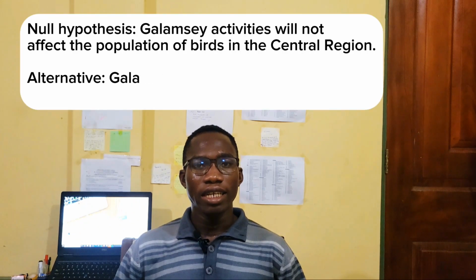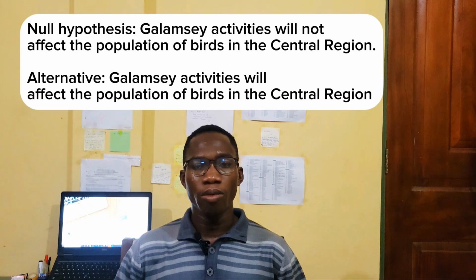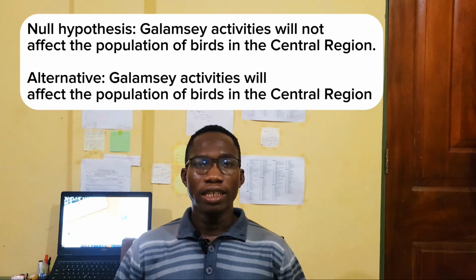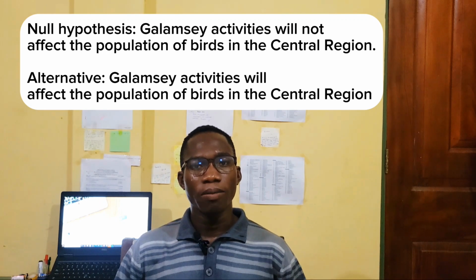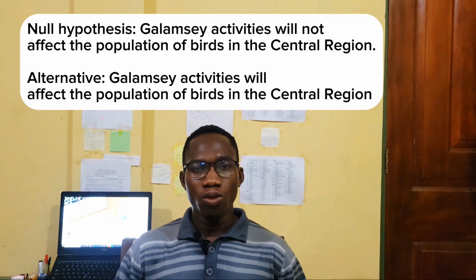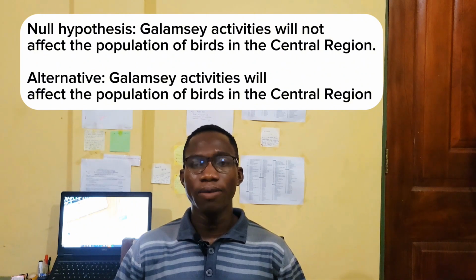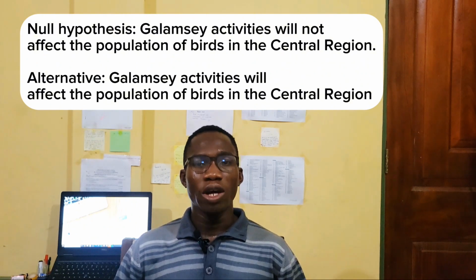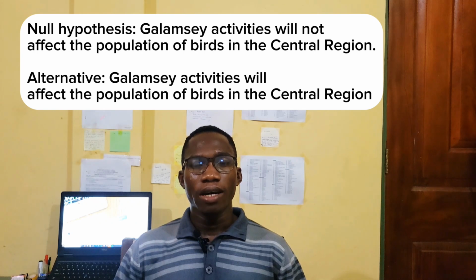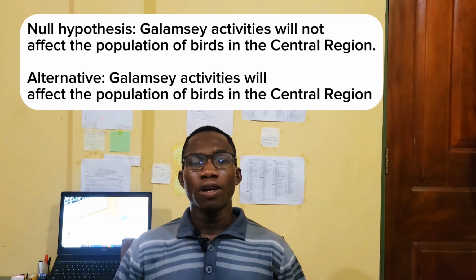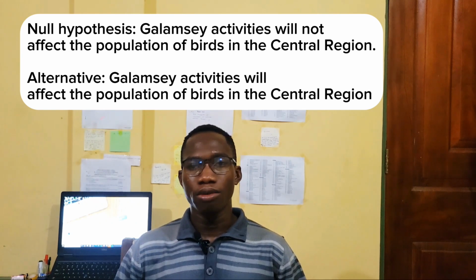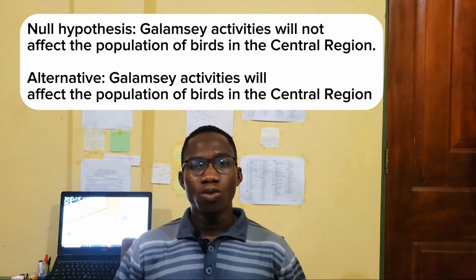Okay, so for instance, if I want to assess the impact of galamsey activities on the population in the central region, I will hypothesize that galamsey activities will not affect the population of bird species in the central region. So that one is a hypothesis. Now you have to see the alternate. The alternate is simple: galamsey activities will affect the population of bird species in the central region.